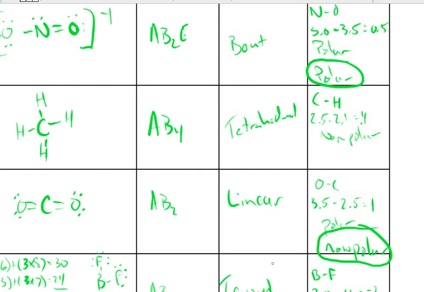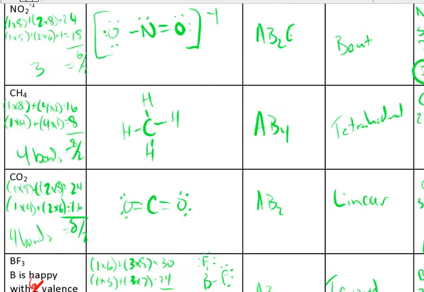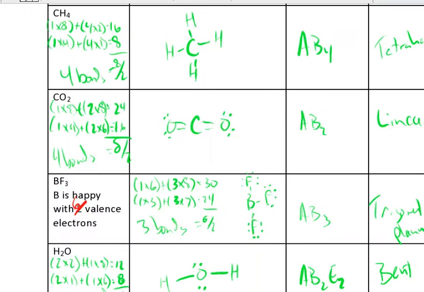That tells us the bonds are polar, but may or may not be a polar molecule, so we have to run through the flow chart. And it turns out that it's polar because of these lone pair of electrons up here. So we go down to the next one, CH4.